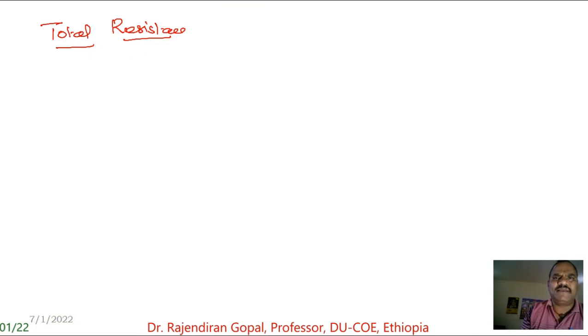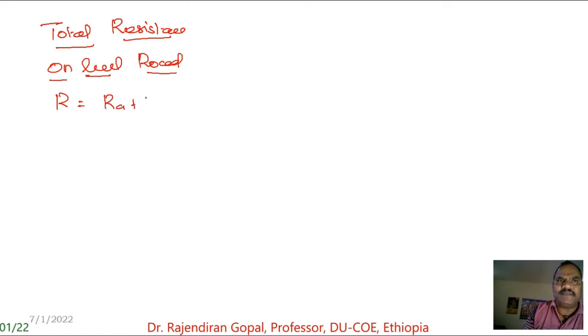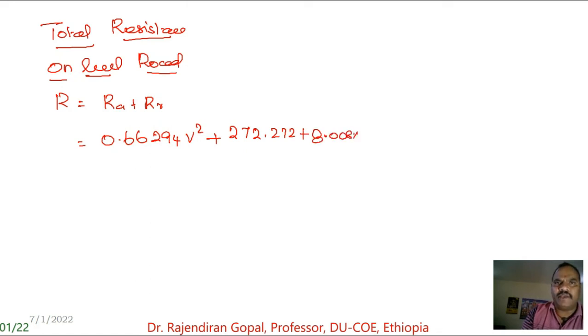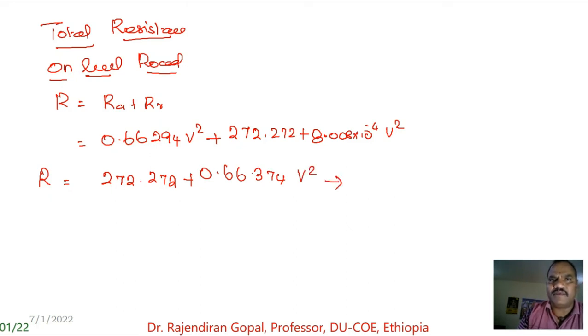Now the total resistance on level road R is equal to RA plus RR, that is equal to 0.66294 V square plus 272.272 plus 8.008 into 10 to the power minus 4 V square. R is equal to 272.272 plus 0.66374 V square. This is equation 4.